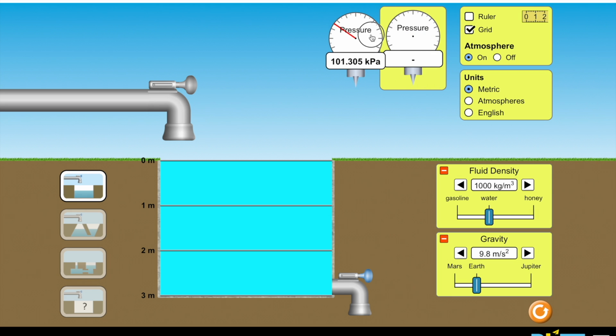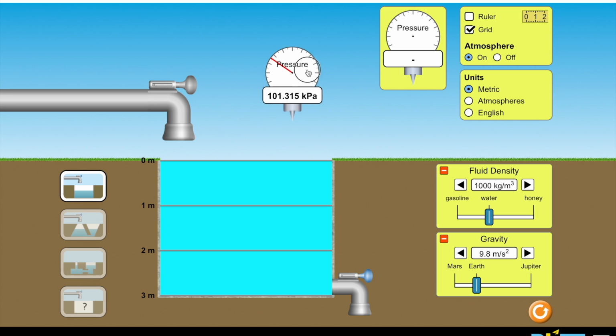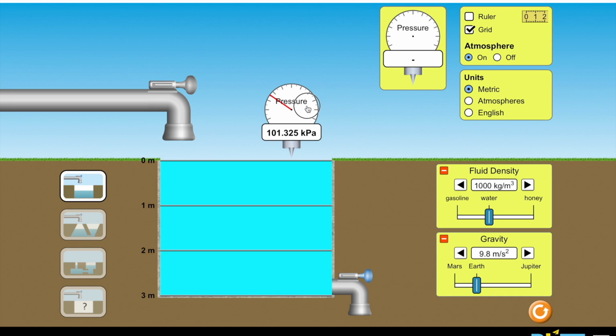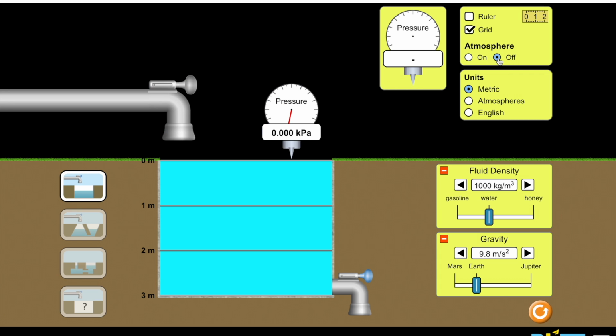There are actually 4 different pressure gauges, and I'm going to show you first as I bring this down right to 101.325 kilopascals. That is atmospheric pressure. I'm right at the surface. As we said earlier, 1 atmosphere is 101.325 kilopascals. That pressure at that location is just measuring the pressure from the atmosphere. You can see if I turn the atmosphere off, then it goes to 0.